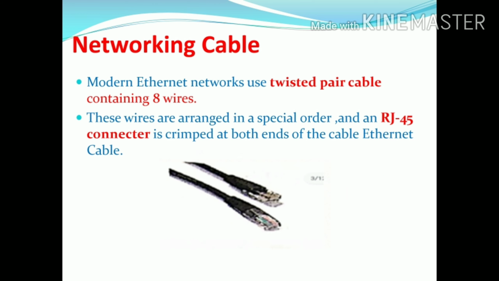Now coming to networking cable. Modern Ethernet network use twisted pair cable which contains 8 wires, and both the sides of the end of the cable is connected with an Ethernet cable known as RJ45 connector.